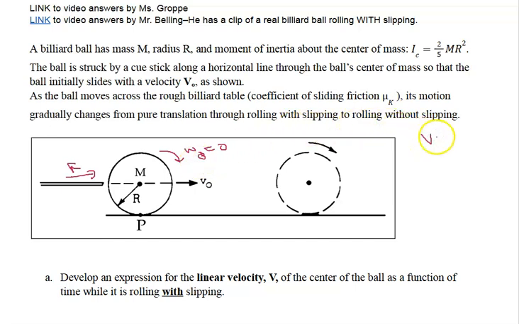The big concept is, in order for something to roll without slipping, the translational speed v has a very specific relationship with the rotational speed omega. That is clearly not true because omega naught is 0 and v naught is not 0. So v naught is not equal to omega naught r. So it is slipping.